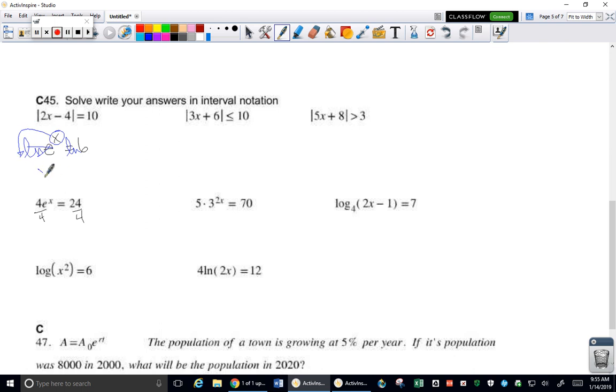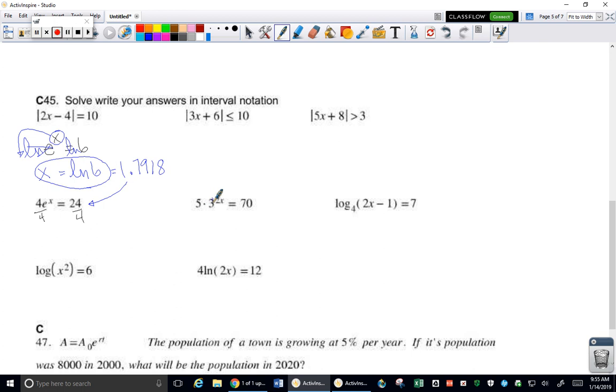But the natural log of e is just 1. So when we natural log e to the x, the answer is just x. So the answer is the natural log of 6, which, if you type into your calculator, natural log of 6, we get 1.7918 as the answer rounded to 4 decimal places.